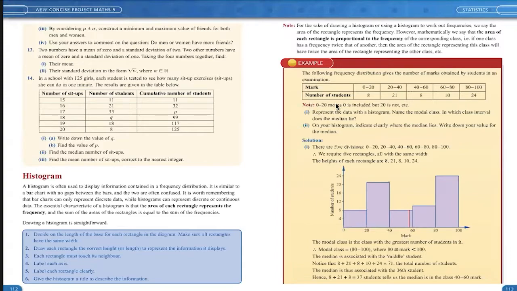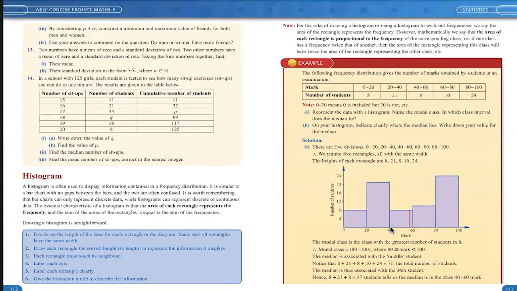And then you need some sort of a key or note to say if your intervals overlap, like they do in this one, 0 to 20, 20 to 40. You have to say which one 20 falls into, because it can't really fall into both. It needs to fall into just one. So that's why you typically see this note: 0 to 20 means 0 is included, but 20 is not. So 20 is here. So this is really 20 to 39. This is 40 to 59. The numbers here in this case go up in 20s.